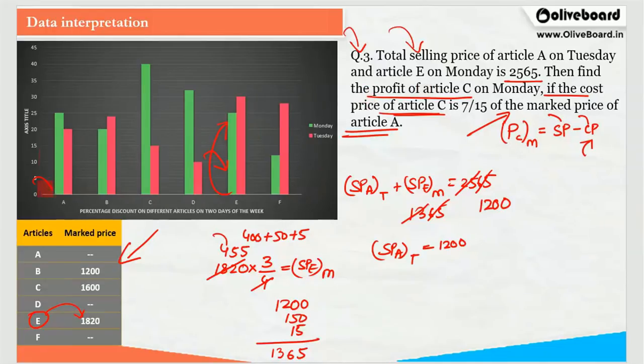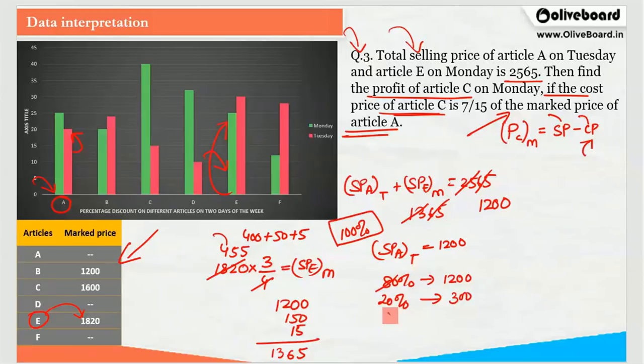If you look at the data in the table graph for article A, the discount percentage on Tuesday for article A is 20%. So they are selling it at 20% discount, which means they are selling at 80%. Now I can directly say that 80% is 1200, because the selling price will be 80% of the mark price. If I am able to find 100%, I will get the mark price of article A. So 80% is 1200. If I cancel by 4 on both sides, 20% is equal to 300. Now if I multiply by 5 on both sides, 100% is equal to 1500. So 100% is basically your mark price. So the mark price of article A is 1500.